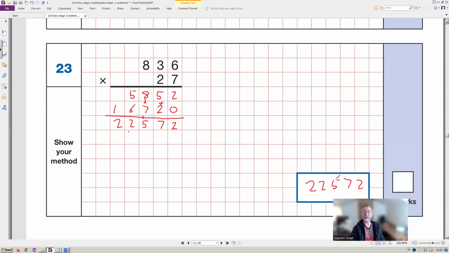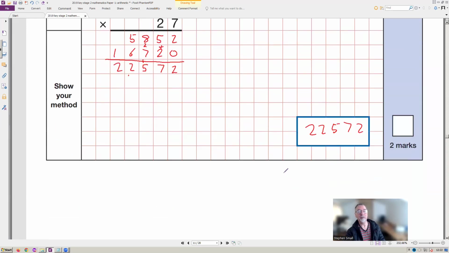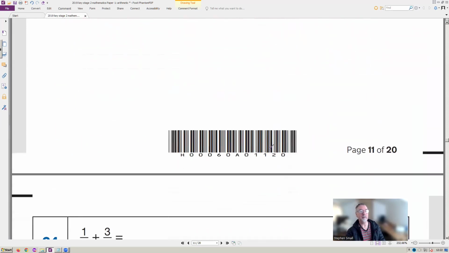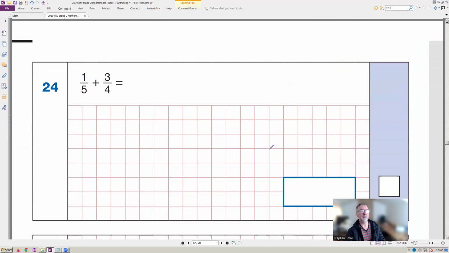And I do make mistakes occasionally. I don't worry about it too much, but I'm going quite quickly. As long as my method's fine, it's good. Right, this is a straightforward one.